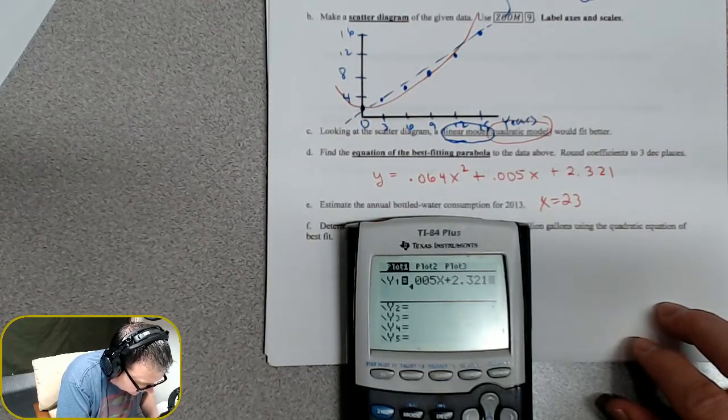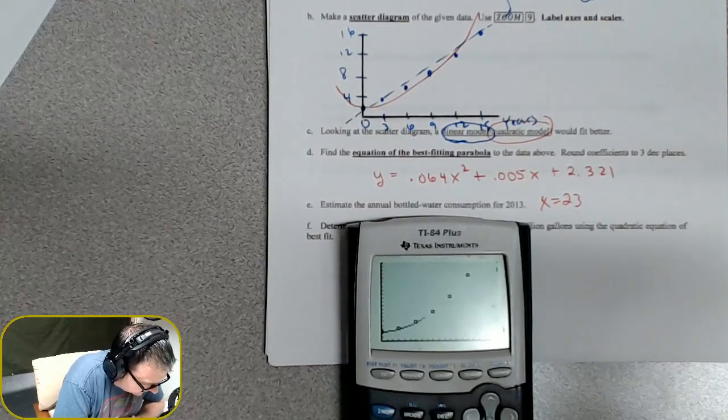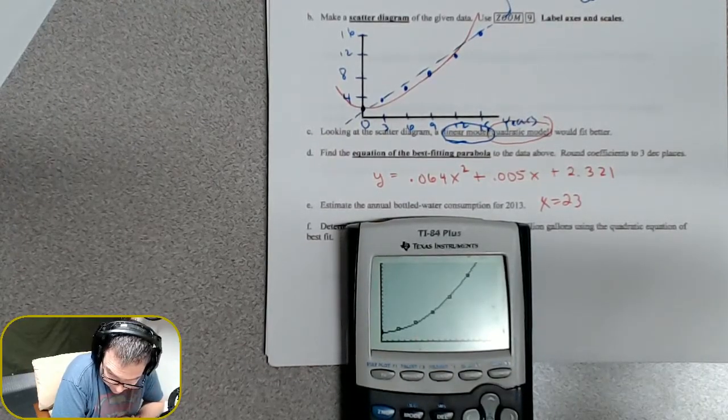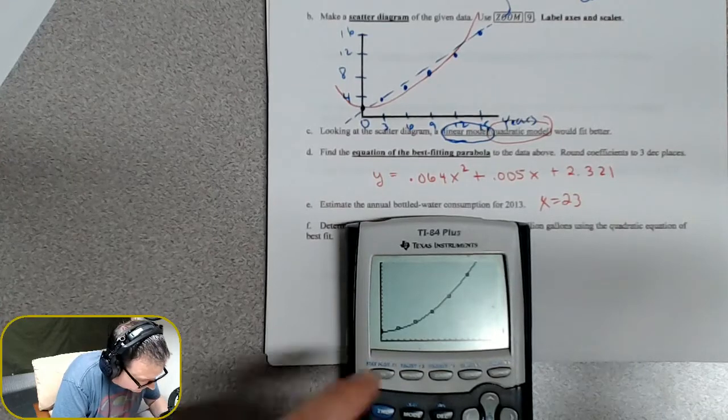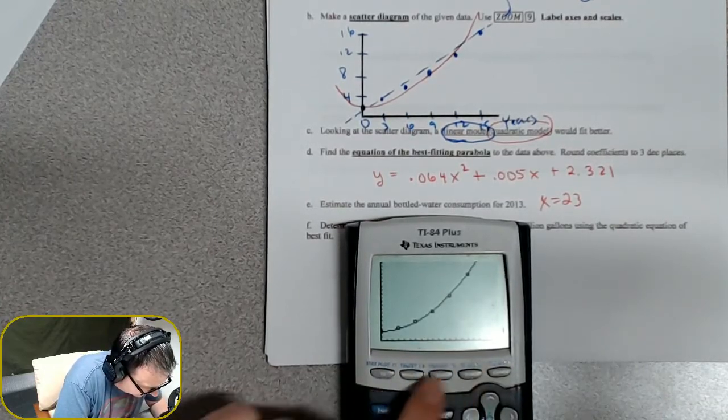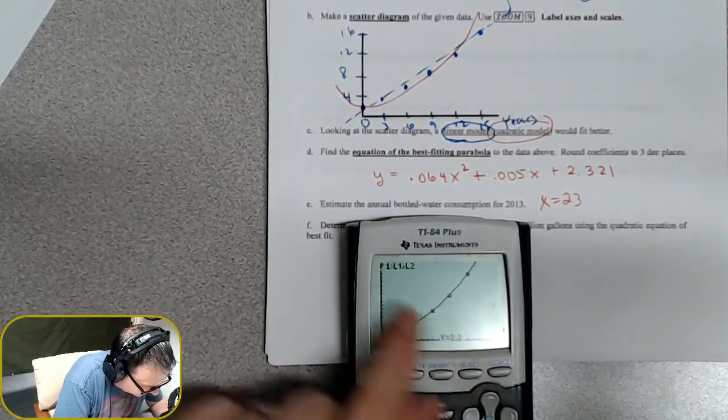Just enter that in there. Let's see the graph. How are we looking? Yeah, it looks pretty good. It looks like it's matching up there. So when we want to calculate, to trace, here comes the hard part.